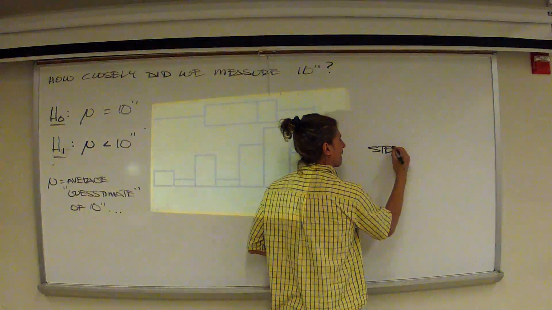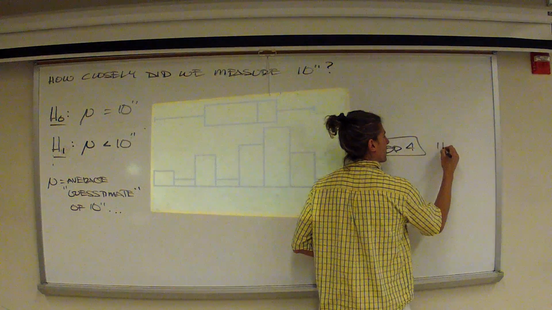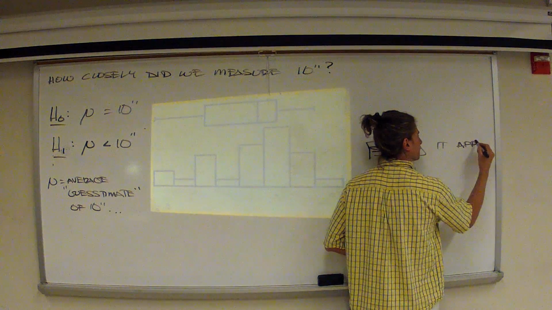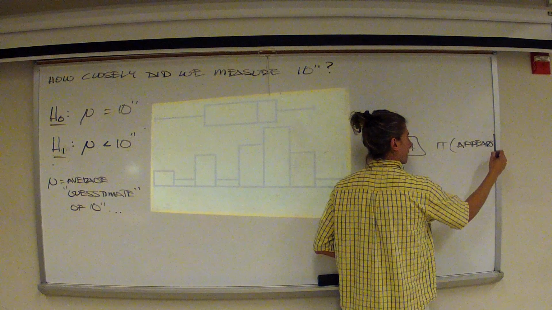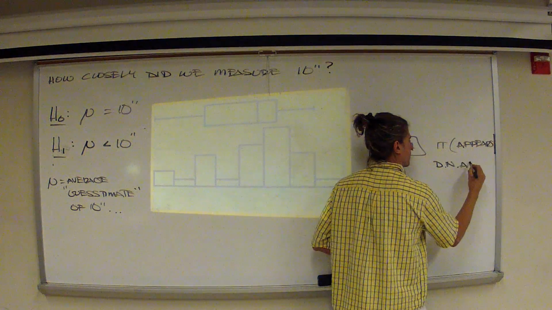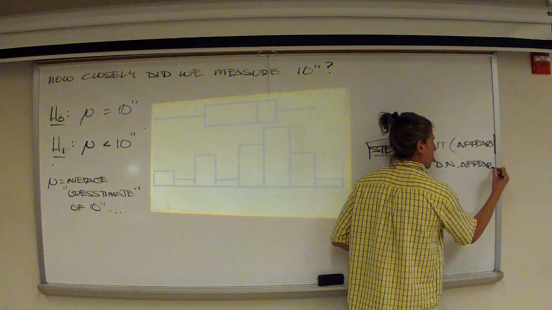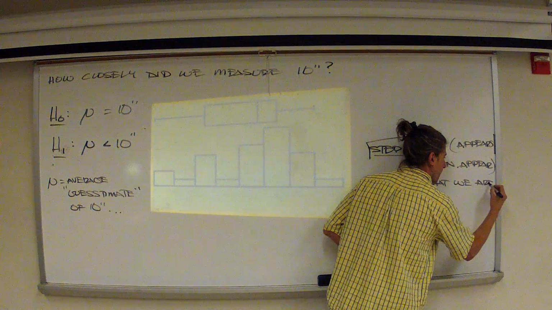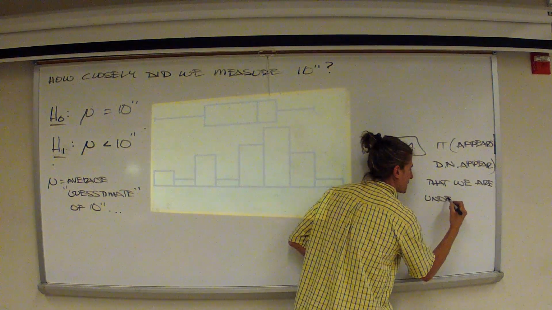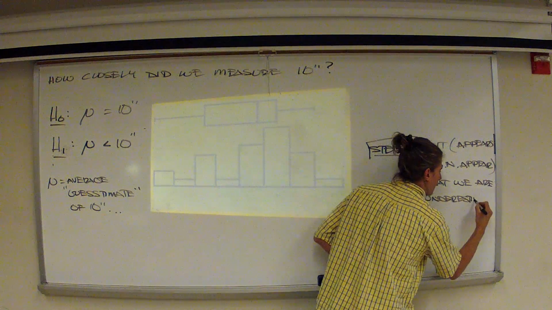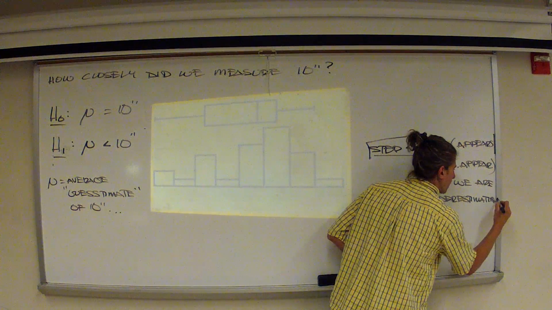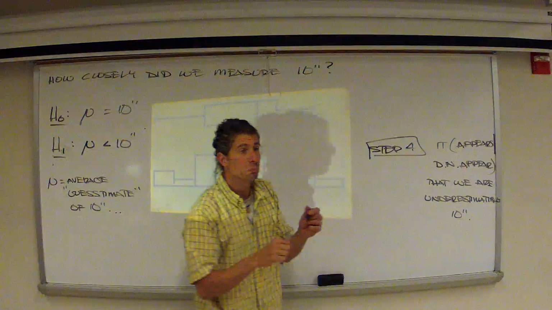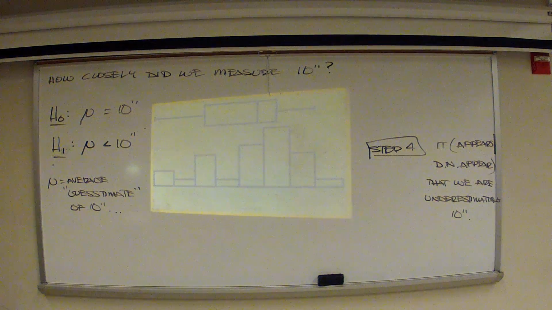Step 4. Just like we did on the exam, it appears or does not appear that we are underestimating 10 inches. Let's run the t-test and find out.